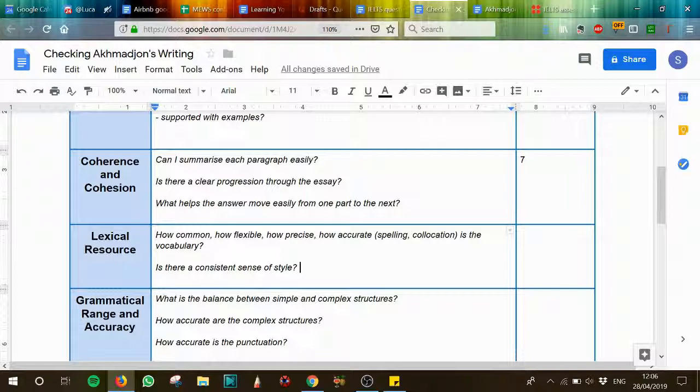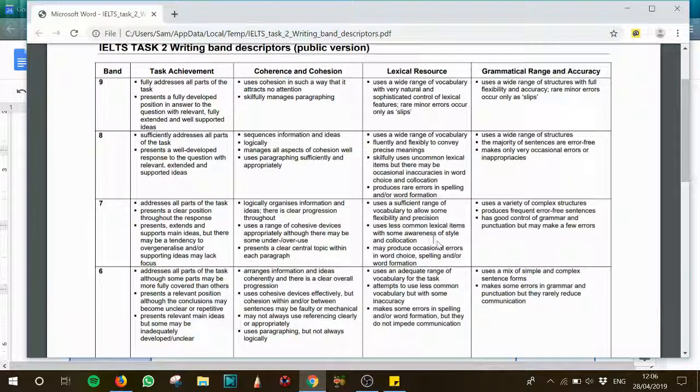So Akmajon's target was band 7. Let's check the band descriptors for lexical resource band 7 and see if we can give him a band 7 here. He uses a sufficient range of vocabulary to allow some flexibility and precision. I think that maybe this is beyond a sufficient range. I think he's got lots of alternatives for talking about celebrities. That is probably up to a wide range of vocabulary.